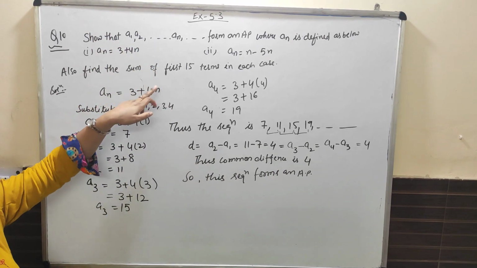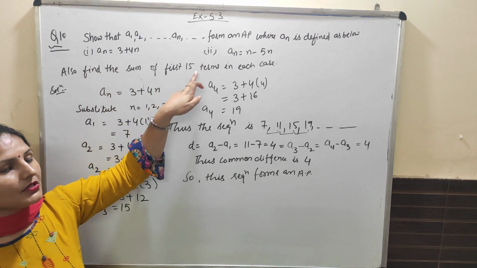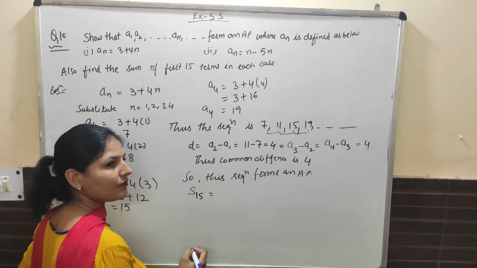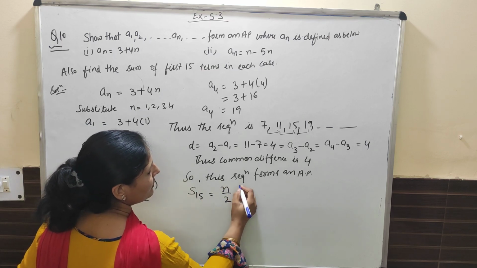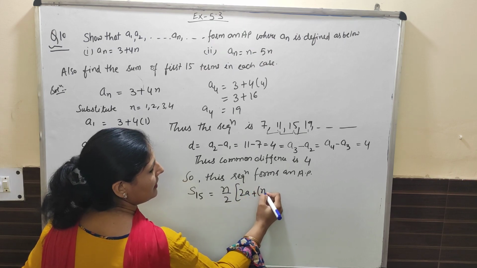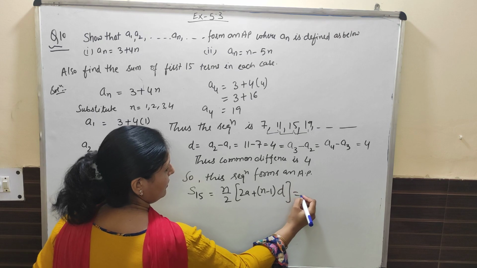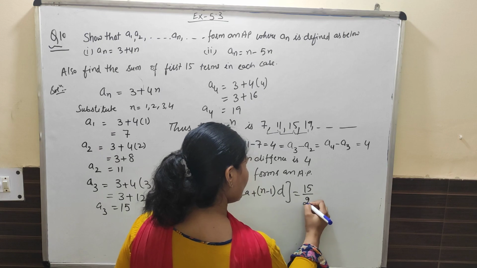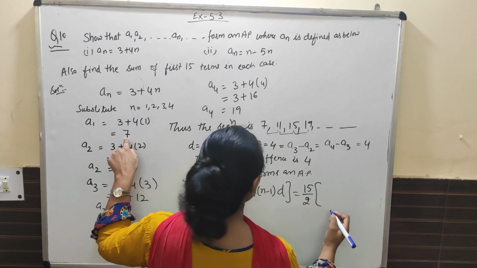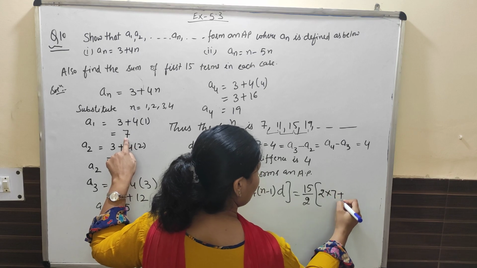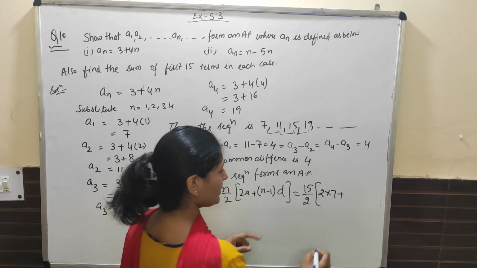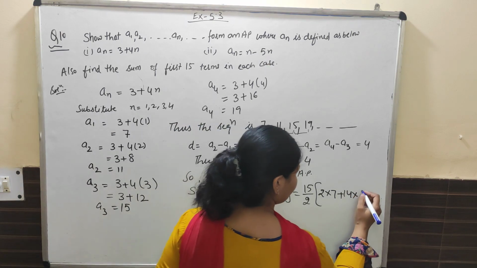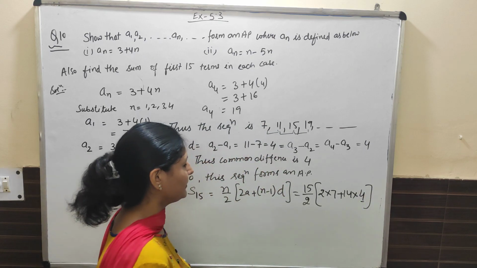हमने AP तो प्रूव कर दिया. फर्स्ट पार्ट हमारा हो गया. अब हमें क्या करना है? We have to find the sum of first 15 terms. It means S15. What is the formula of sum? N by 2, 2A plus N minus 1 into D. What is the value of N? 15 by 2. And first term A1 is 7, 2 into 7, N minus 1, 15 minus 1, which is equal to 14. And what is the value of D? 4, that we have calculated.